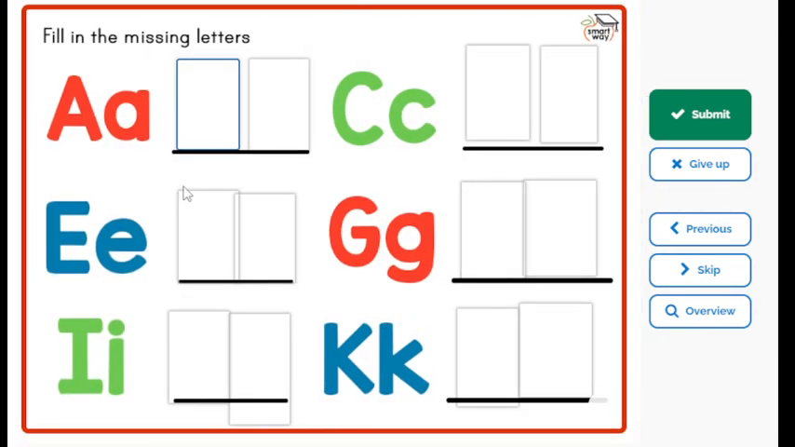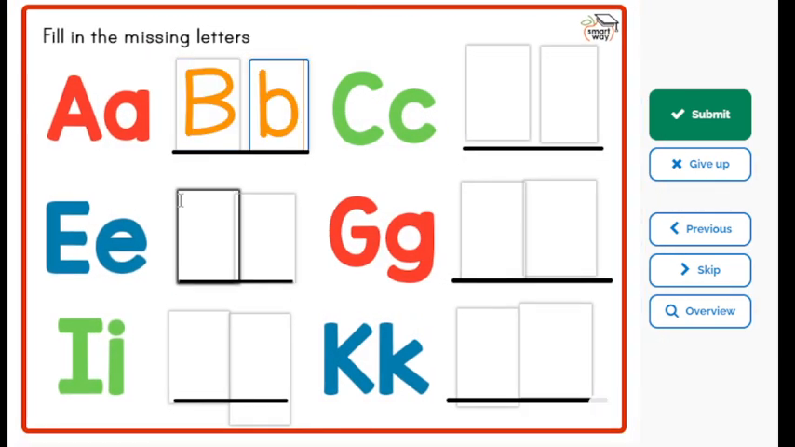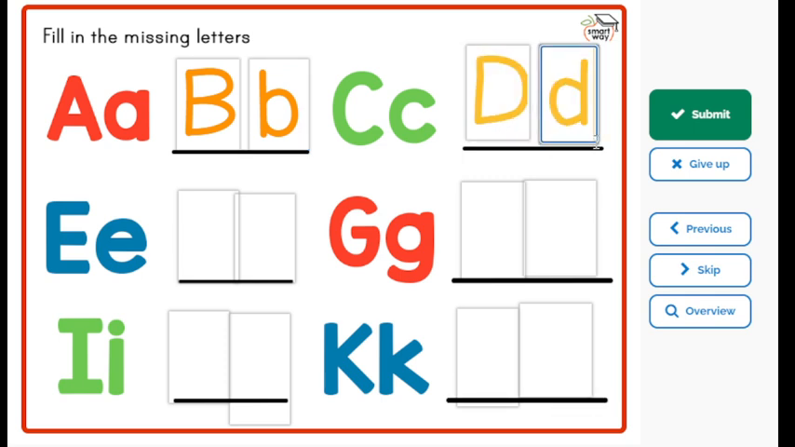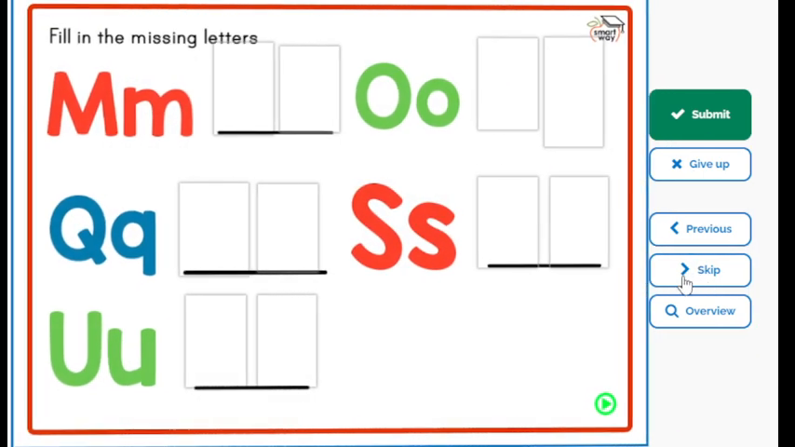Fill in the missing letters. For each letter, type the uppercase letter in the first box and the lowercase letter in the next one. Fill in the missing letters.